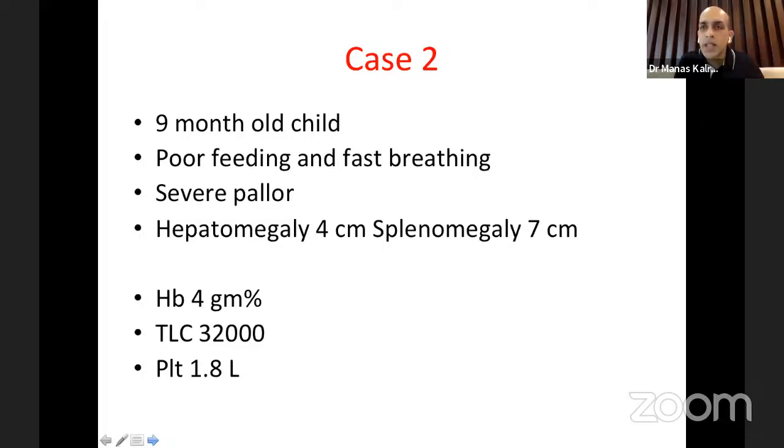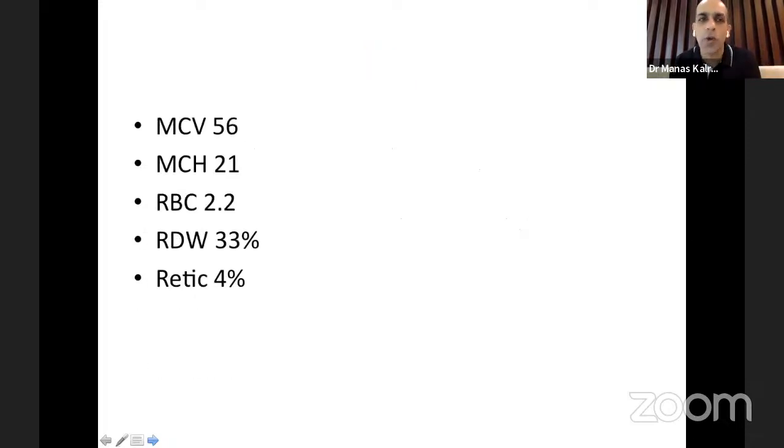Okay, so you see that the hemoglobin is low, the white cell count is high, the platelet is lowish. So somebody would say, oh, this may be leukemia. But if you see hepatosplenomegaly in a young child, you need to evaluate this patient properly, because even thalassemia can have a high WBC count, and I'll show you how that happens.